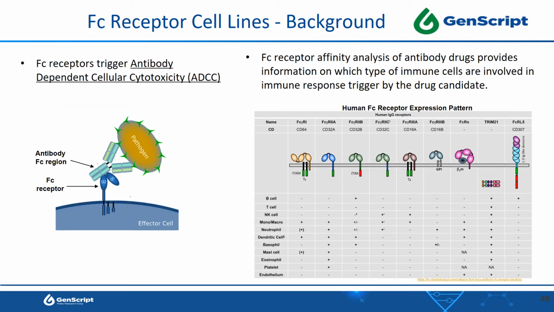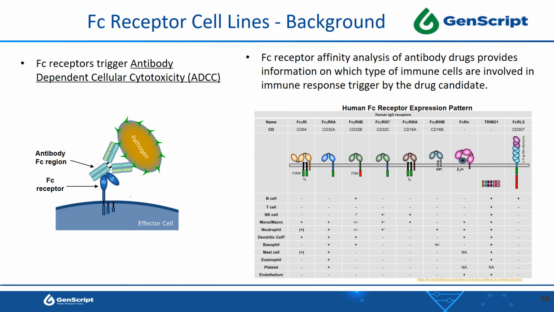The next category I want to introduce to you is the Fc receptor stable cell lines. As we all know, pathogens that invade the human body can be recognized by antibody through the Fab region. The Fc region of the antibody can be recognized and bound by an Fc receptor. Different Fc receptors are expressed on the surface of different types of immune cells.